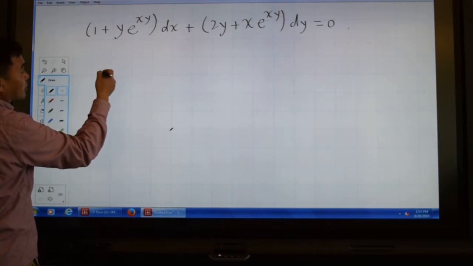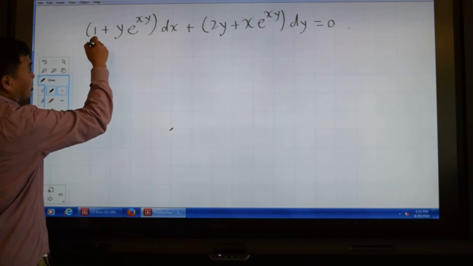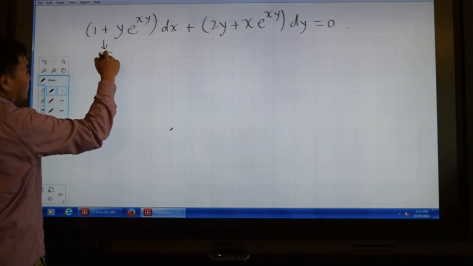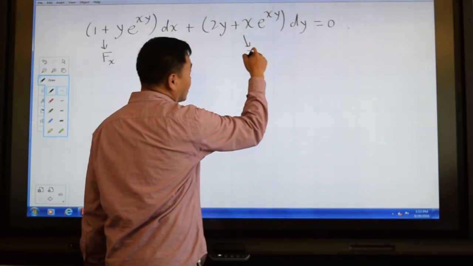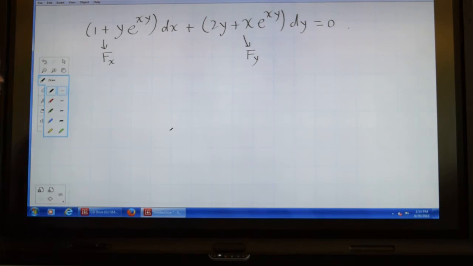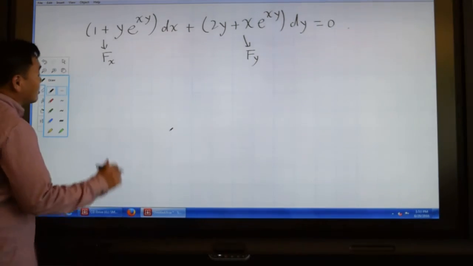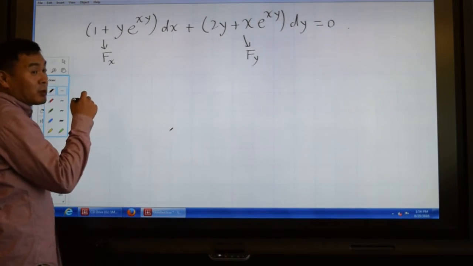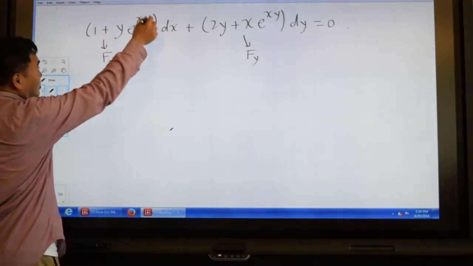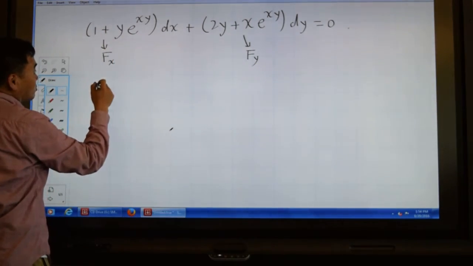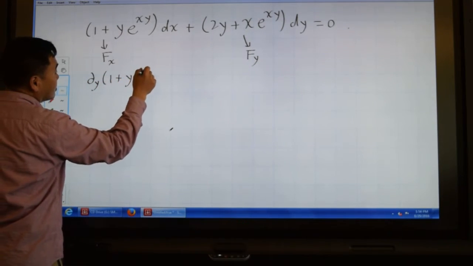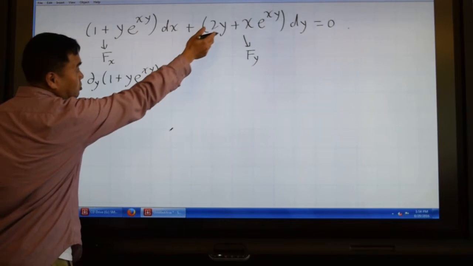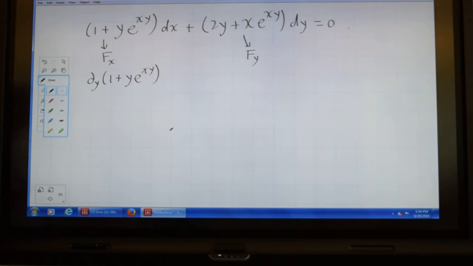So let's first check for exactness. Remember, we are thinking of the first part as f differentiated by x, the second part as f differentiated by y. Therefore, if you are to use exactness, the second derivatives better commute. When you take this and differentiate by y, it should be equal to when you take the derivative with respect to x, right?